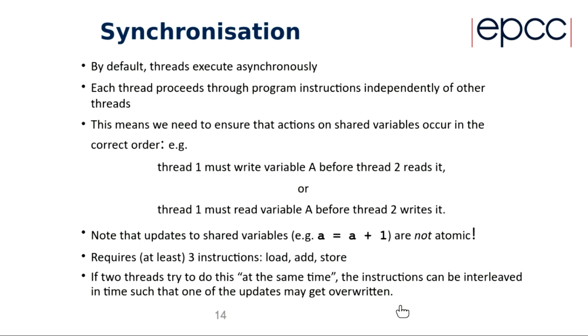So this means that we need to ensure that actions on shared variables do actually occur in the correct order in some way. For example, in that previous example, we have to ensure somehow that thread 1 is going to write the variable A before thread 2 reads it. Or we can have other patterns as well, because we tend to reuse memory locations. We might want it the other way around. We might want to ensure that thread 1 reads the old value in A before thread 2 writes something new into it.